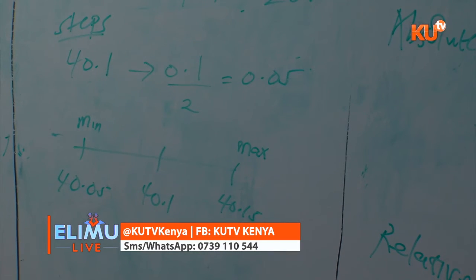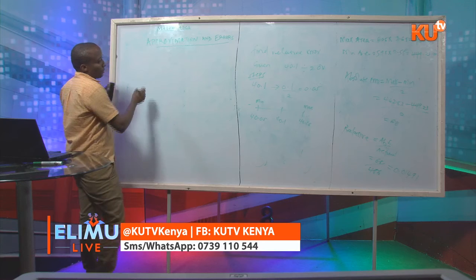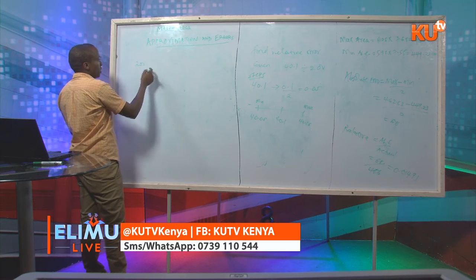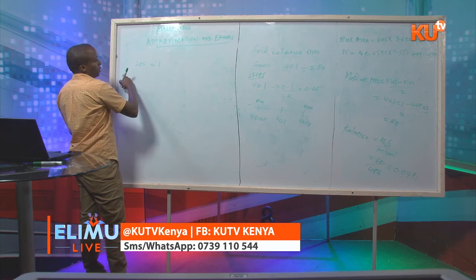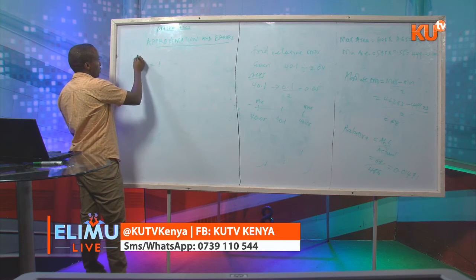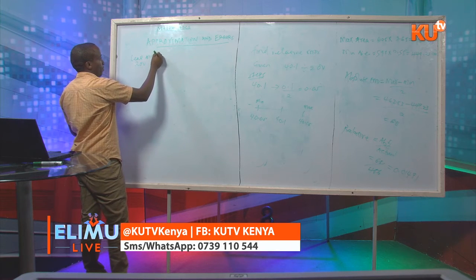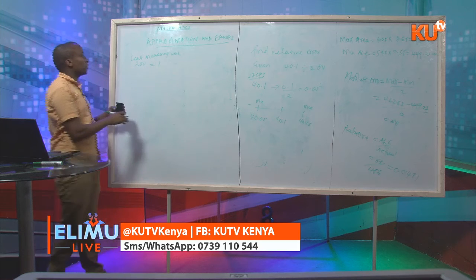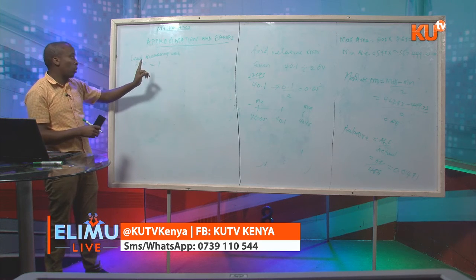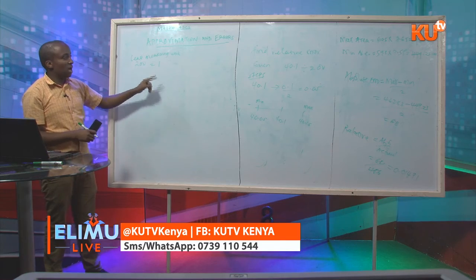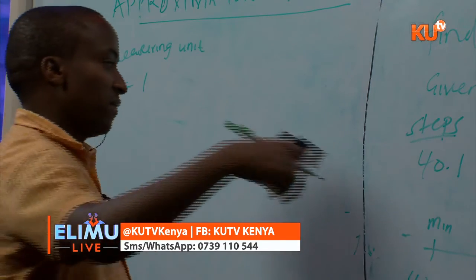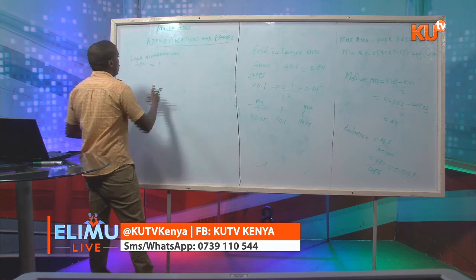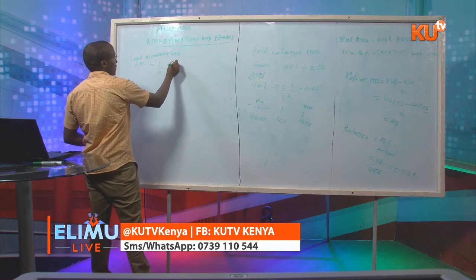So for the other one, 200. The risk measuring unit, because we have no decimal point, is 1. If you are not given the decimal point, the risk measuring unit becomes 1. But if a decimal point is there, we say the last figure on the right-hand side becomes 1. So this is 1 divided by 2 to be 0.5.